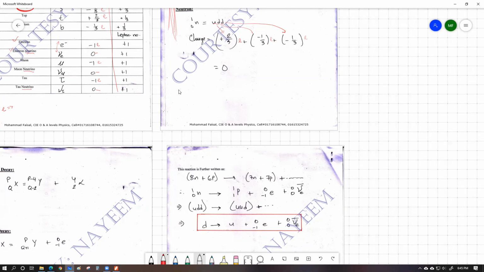Full stop. We call it a composite particle. Full stop.